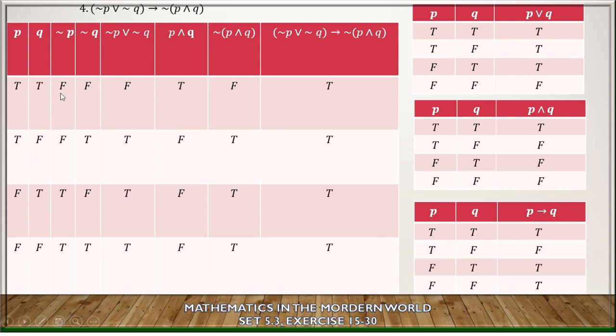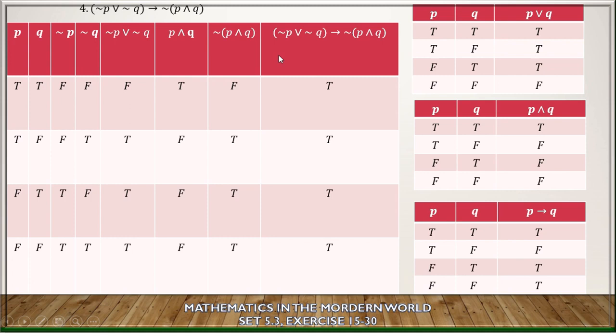So the values for P and Q are the same. For not P, it will be false, false, true, true. For not Q, it will be false, true, false, true. So the disjunction of not P and not Q will be false, true, true, true. And the conjunction of P and Q is true, false, false, false. And the negation of the conjunction of P and Q will be false, true, true, true.